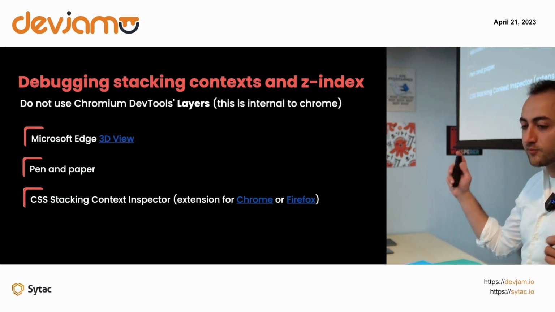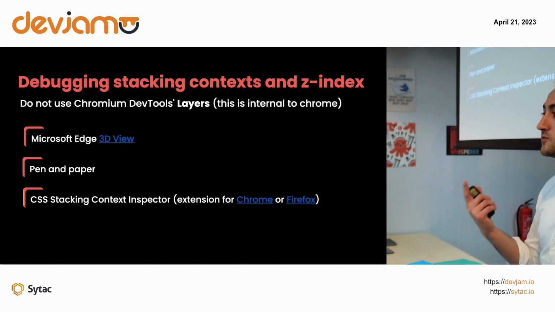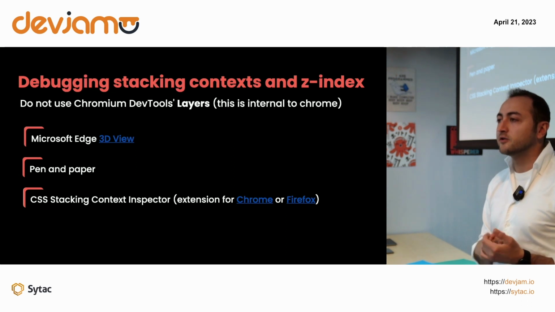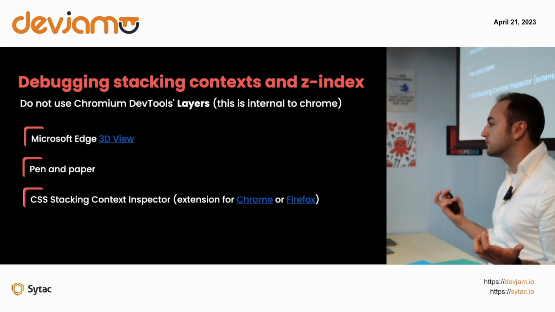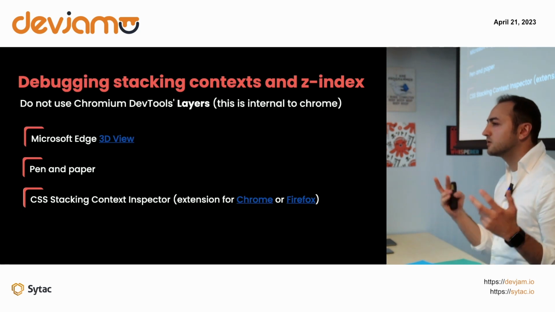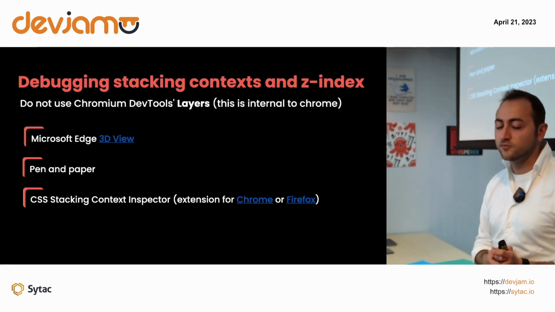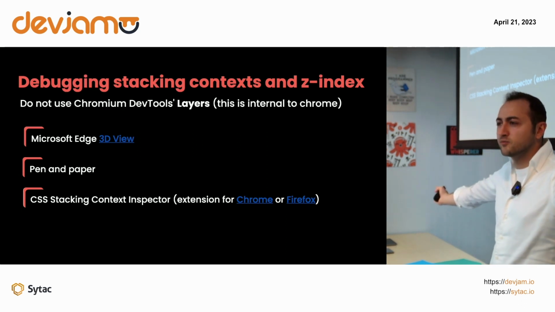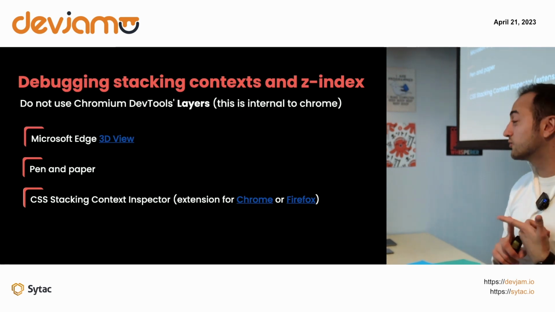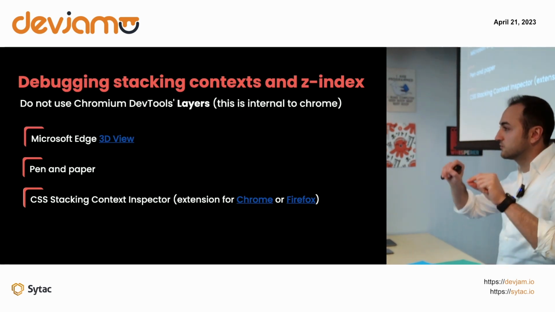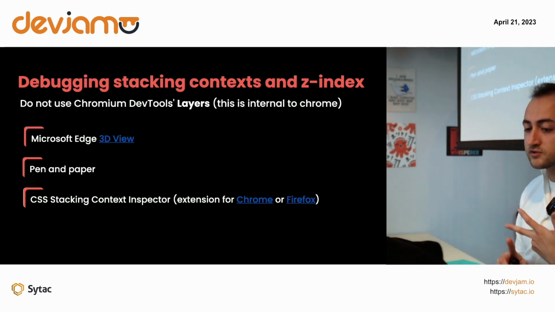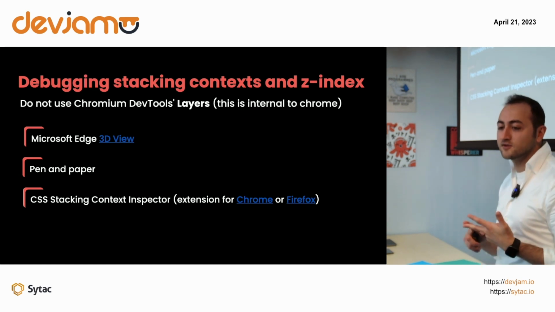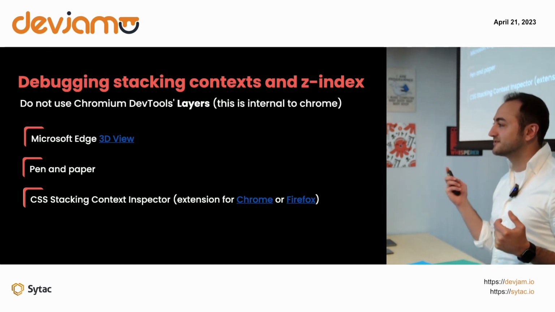So yeah, this is for debugging stacking context. Please make sure not to use Chromium's layers tab if you've ever used the layers, because this is internal to Chromium. It doesn't always map one-to-one with stacking context. It may for small examples, but these are internal layers and it's not really the same. There's Microsoft Edge 3D view if you want. For larger pages, it's going to be quite a mess, but for a few demos, it's kind of nice. You can do it on pen and paper if it's for a certain small section. And there's even extensions for Chrome or Firefox called CSS Stacking Context Inspector. So it's really quite a lot.